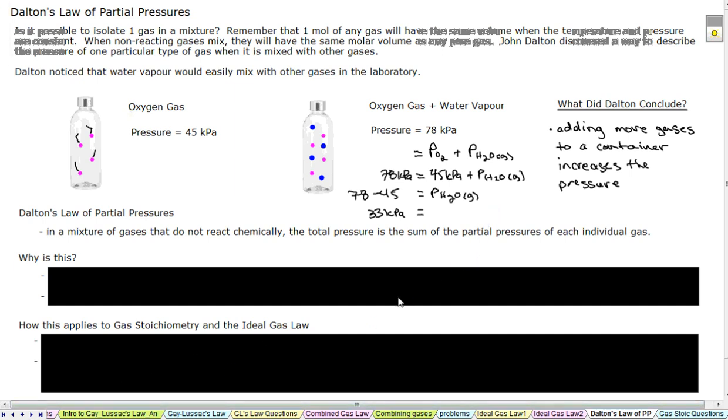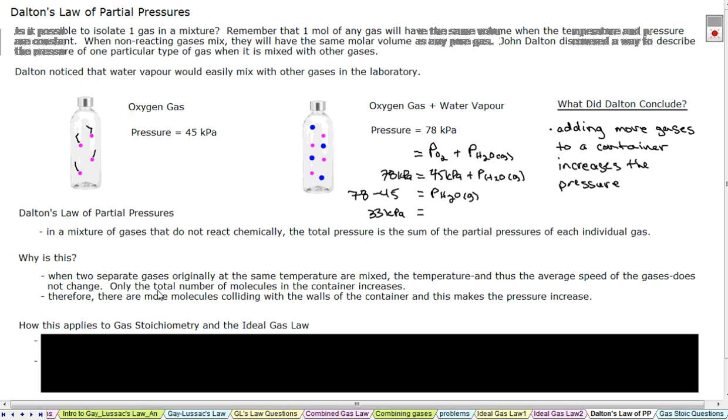So let's go back to Dalton's law of partial pressures. We'll just quickly explain why this is happening. When two separate gases originally at the same temperature are mixed, the temperature, and thus the average speed of the gases, does not change. By adding more gases in here, they may collide with each other, but they're not going to speed up. Only the total number of molecules in the container increases. Therefore, there are more molecules colliding with the walls of the container, and this makes the pressure increase.